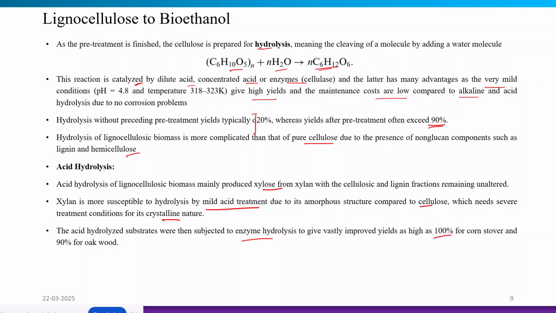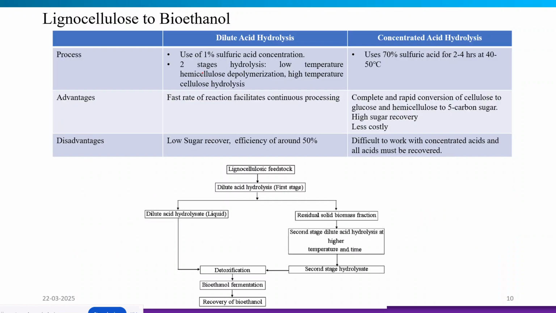like 100% yield reported for the corn stover and 90% yield of the bioethanol for the oak wood. So there are two basic types of the acid hydrolysis process, commonly known as dilute acid and concentrated acid. So you can see I have presented very briefly the difference between the dilute acid hydrolysis and concentrated acid hydrolysis.